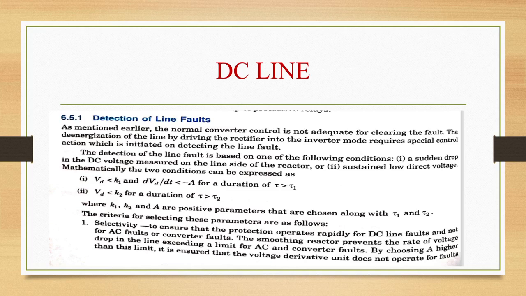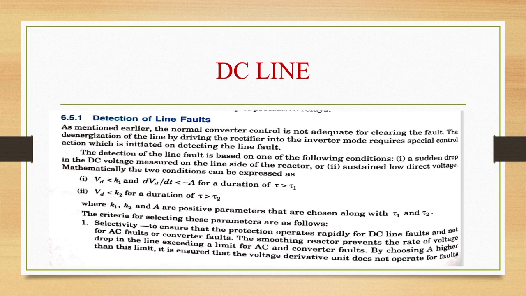Mathematically, these conditions are expressed as: first, Vd is less than K1 and dVd/dt is less than minus A for a duration of tau greater than tau 1. Second, Vd is less than K2 for a duration of tau greater than tau 2, where K1, K2 and A are positive parameters that are chosen along with tau 1 and tau 2. The criteria for selecting these parameters are as follows. First is selectivity, second is sensitivity, third is reliability.